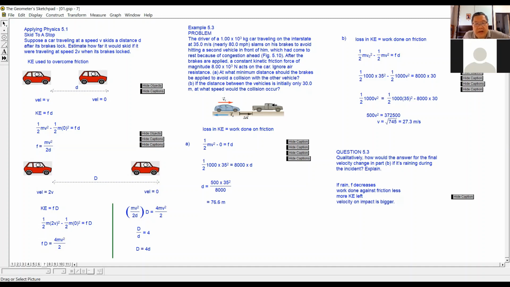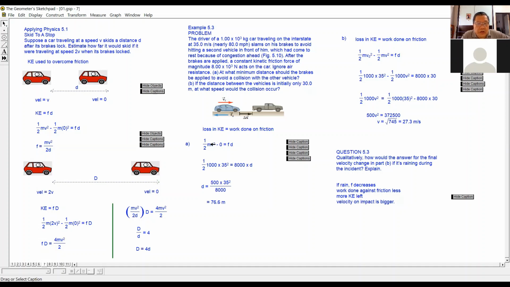So in the case where the car will not hit the truck, the final velocity must be zero, right? So again, we use the change in kinetic energy equals the work done against frictional force. The change in kinetic energy is half mv squared; the final kinetic energy is zero, so it's half mv squared minus zero. Now this equals the work done against friction, the frictional force times the distance.